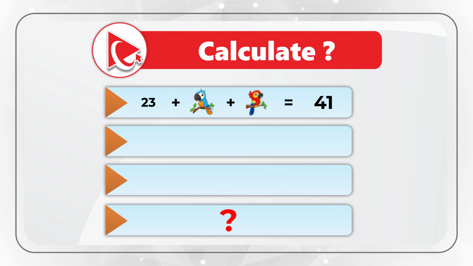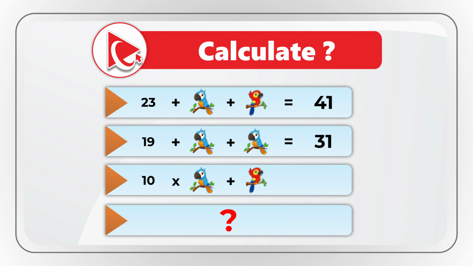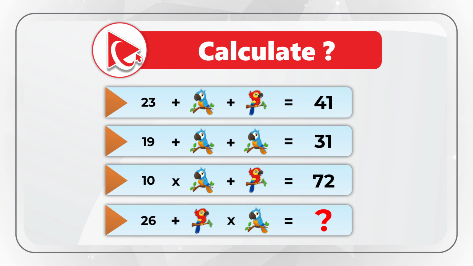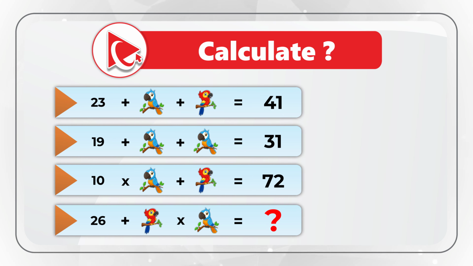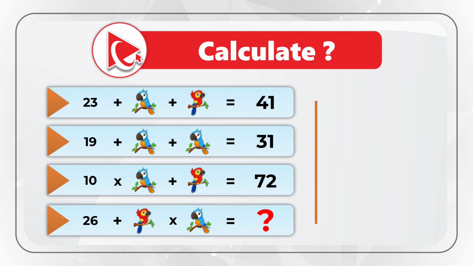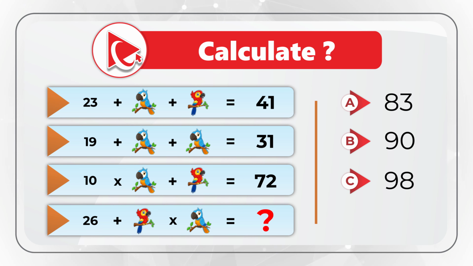Second equation, 19 plus blue parrot equals 31. Third equation is 10 multiplied by blue parrot plus red parrot equals 72. And last but not least expression is 26 plus red parrot multiplied by blue parrot equals missing value. You need to select missing value out of 4 possible choices. Choices A, 83, choice B, 90, choice C, 98, and choice D, 107.